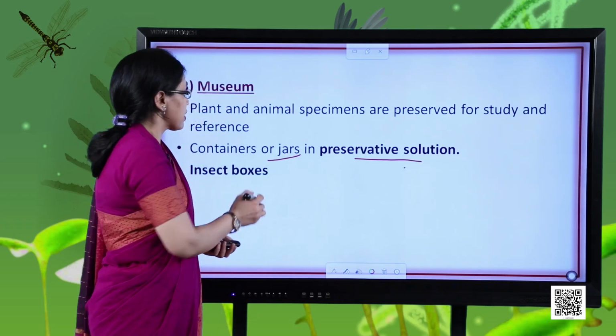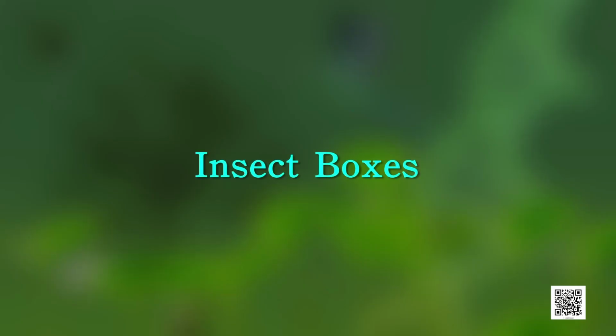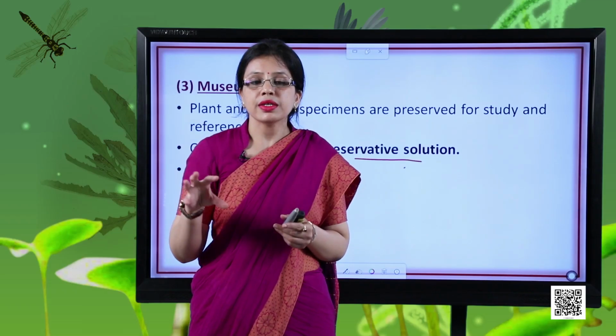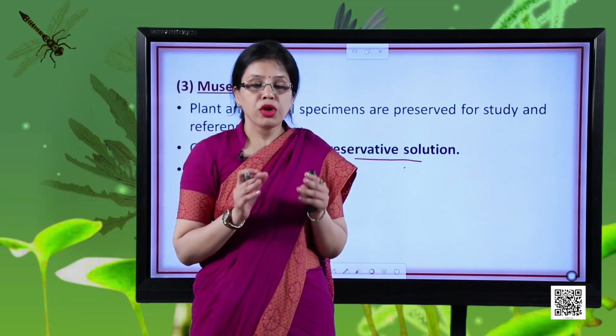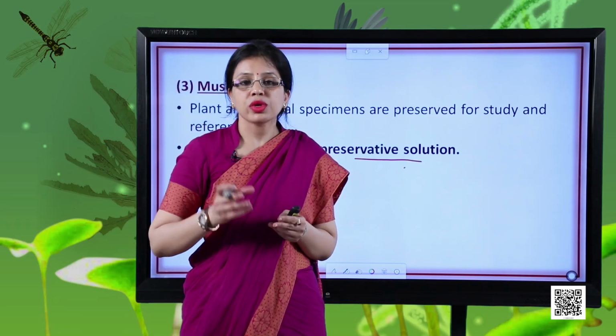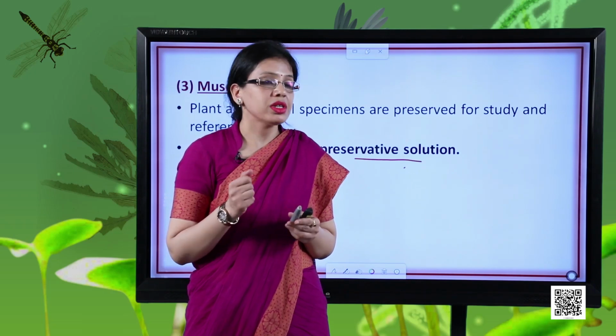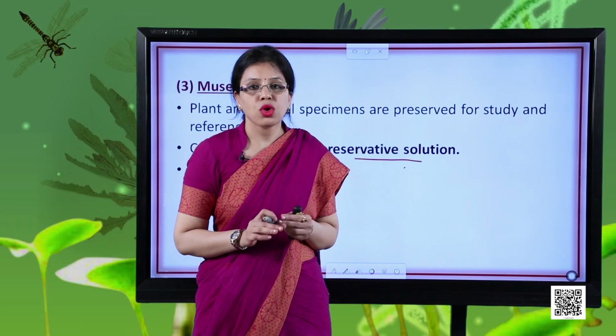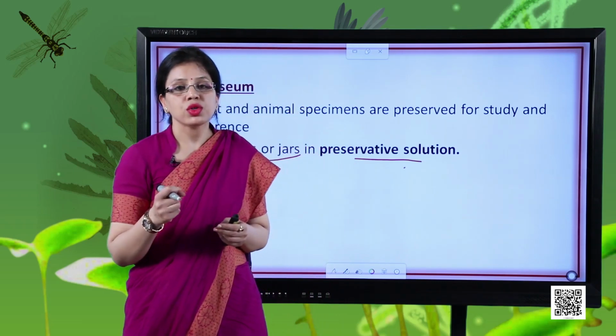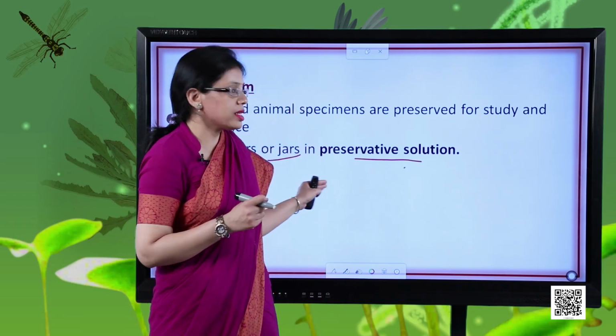Then we have the second method, that is called insect boxes. Insect boxes are wooden boxes in which various insects are displayed. So now let's discuss how these insect boxes are made. For making an insect box, we need to capture the insect very carefully, making sure that the body of the insect is not damaged. With the help of a net or other structures, we will be capturing the insect.